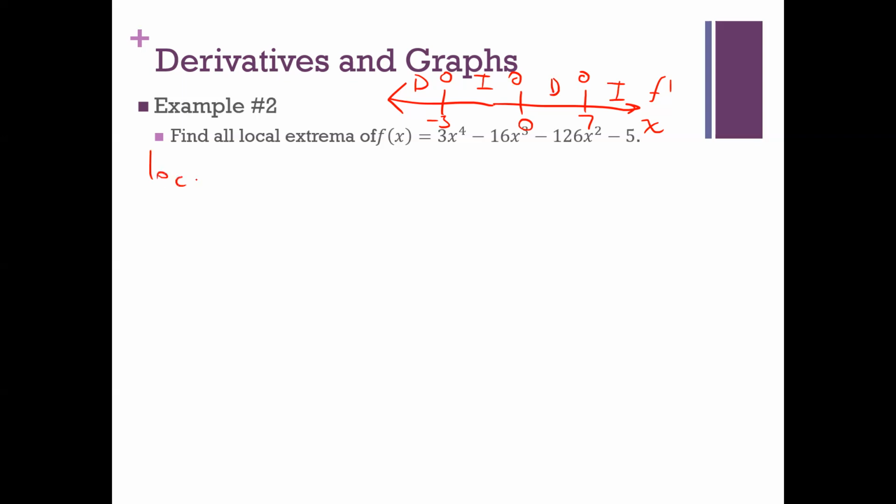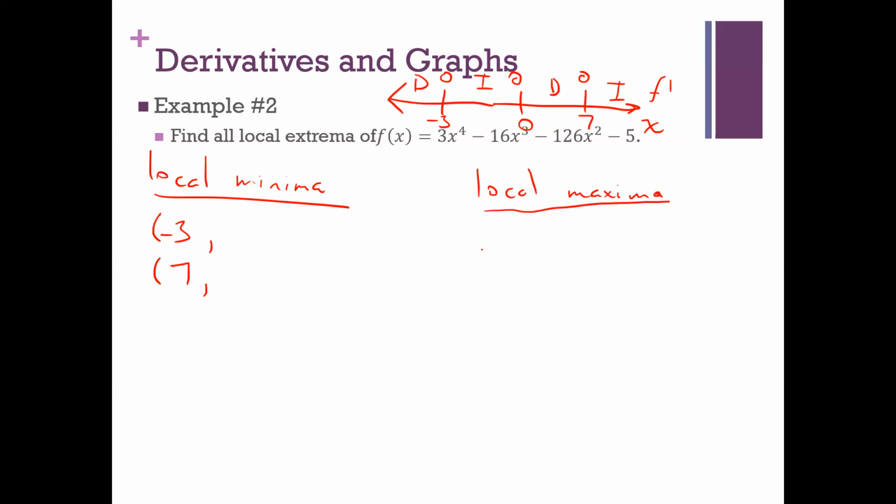So let's make two columns here. Local minima are going to happen at, how many local minima do I have? 2. So I'm going to have 2 of them. Do I know their x values? -3 and 7. Why -3? Because it's decreasing until that point. Yeah, it decreases to a point and increases thereafter, so that's a local min. And similarly, 7 has that same behavior. Local maxima, those are going to happen where? At 0. At 0 only, right?